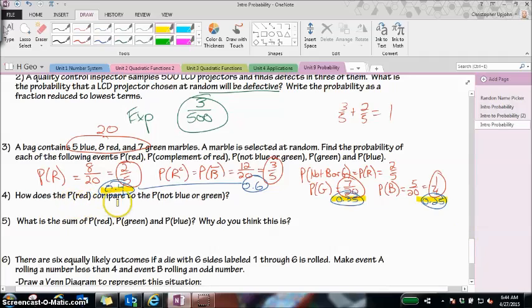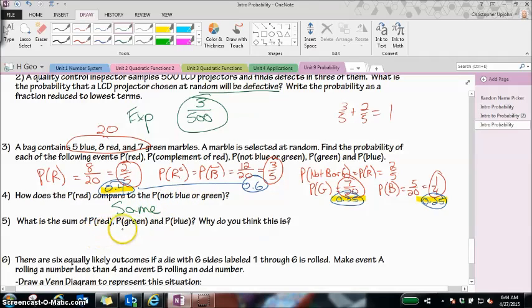How does the probability of red compare to the probability of not blue or green? They're exactly the same, because they mean the same. There are only 3 different colors. It's either red, or it's not red, so it's not blue or green.